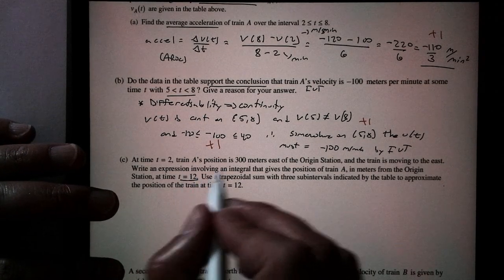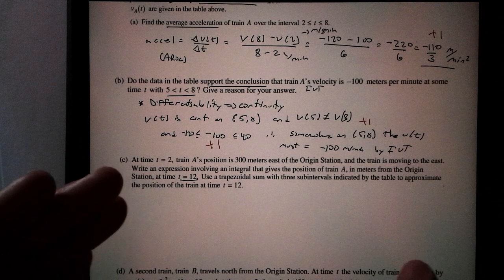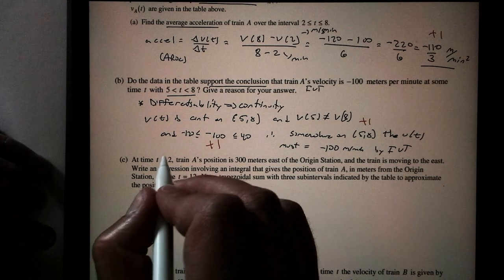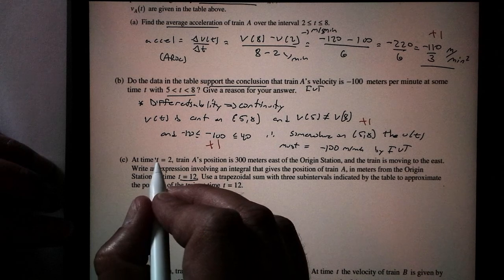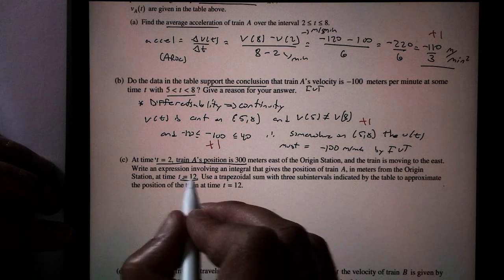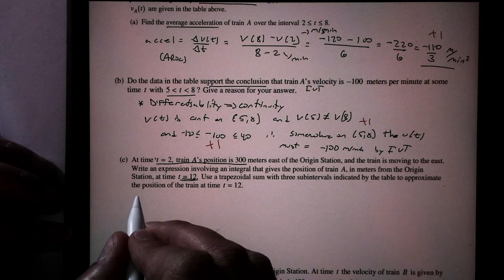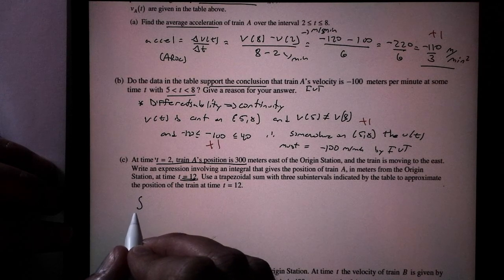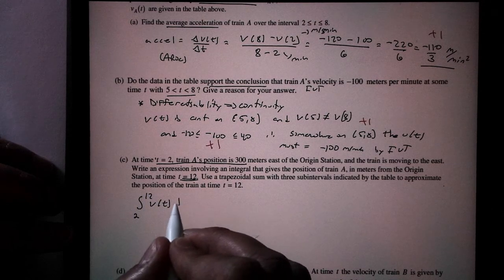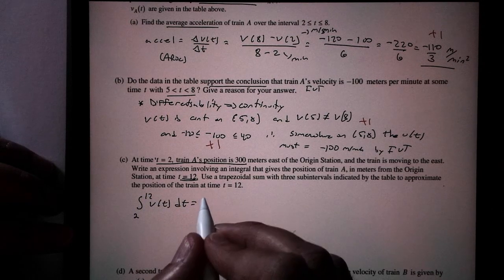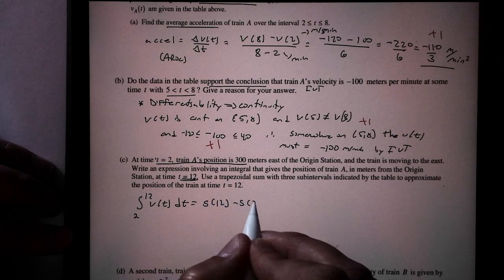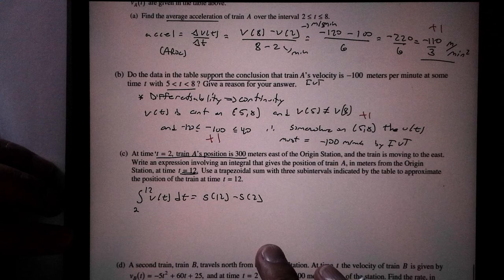If I'm given the velocity, I'm looking for position right here. And I know the position at t equals 2. So they're giving me some sort of initial condition right there, and I want to find the value at 12. So as an integral, it would look like this. If I integrate from 2 to 12 of my velocity, that's going to equal the position s of 12 minus s of 2. Typically, I'll use an f, but this is okay too.